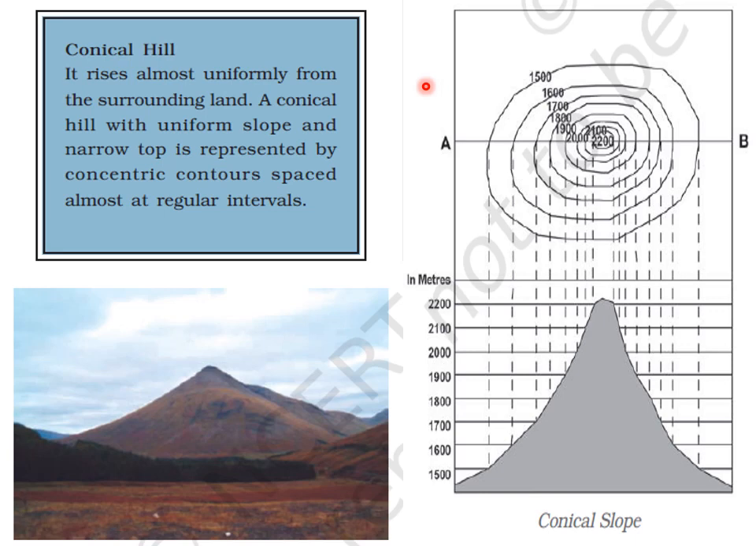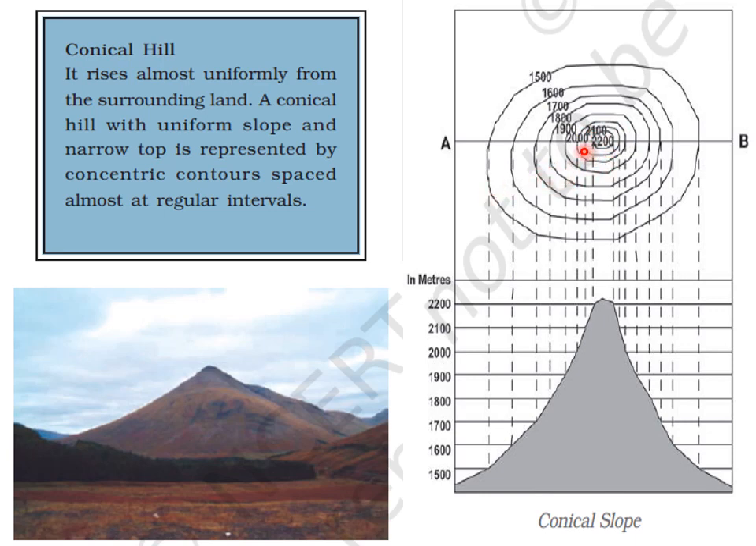So now let's understand the different landforms such as hill, plateau, valleys, types of valleys, saddle, mountain gap, mountain pass, and how they are depicted on the topo sheet. So let's start with the conical hill. It rises almost uniformly from the surrounding land. A conical hill, with uniform slope and narrow top, is represented by concentric contours spaced at almost regular intervals.